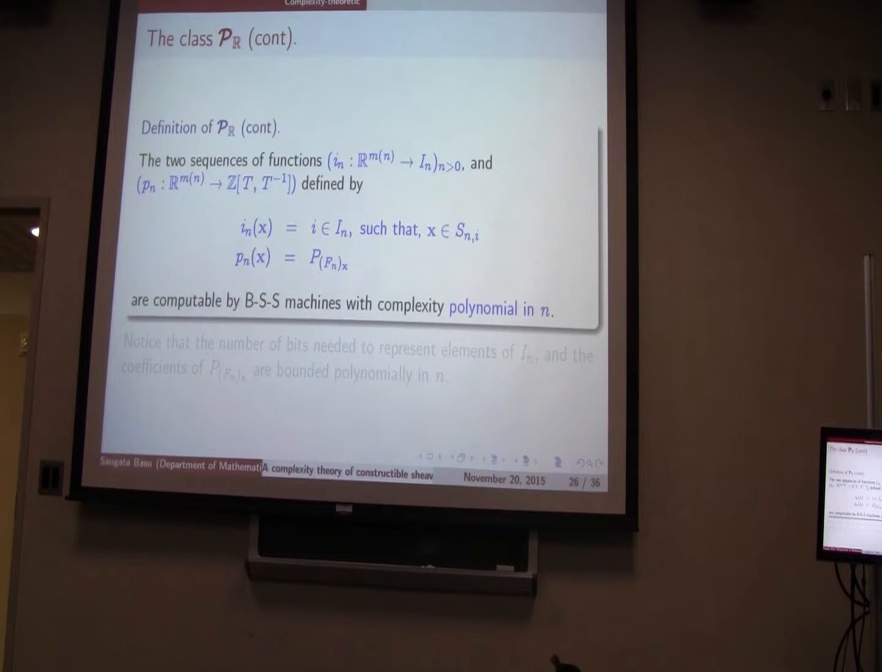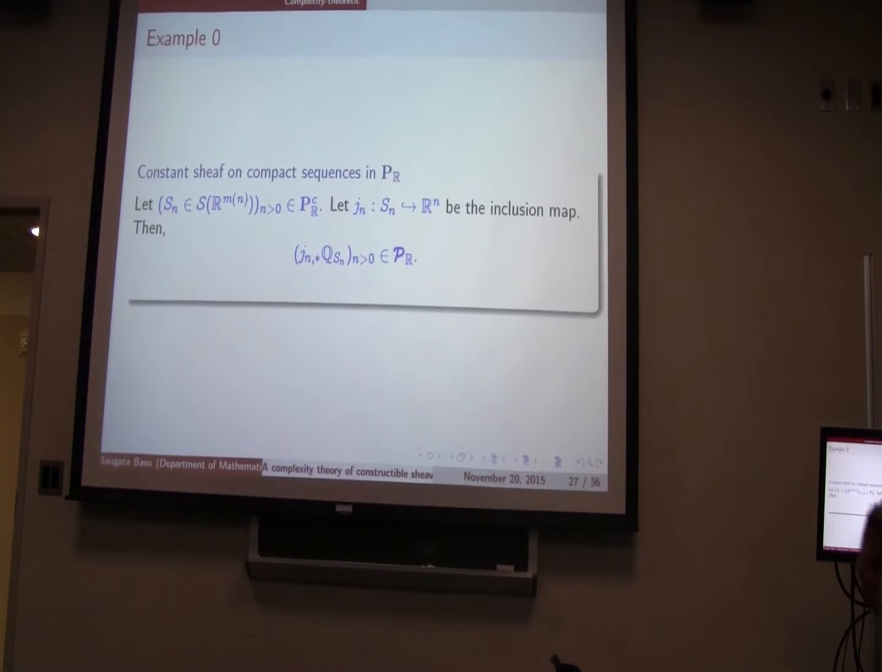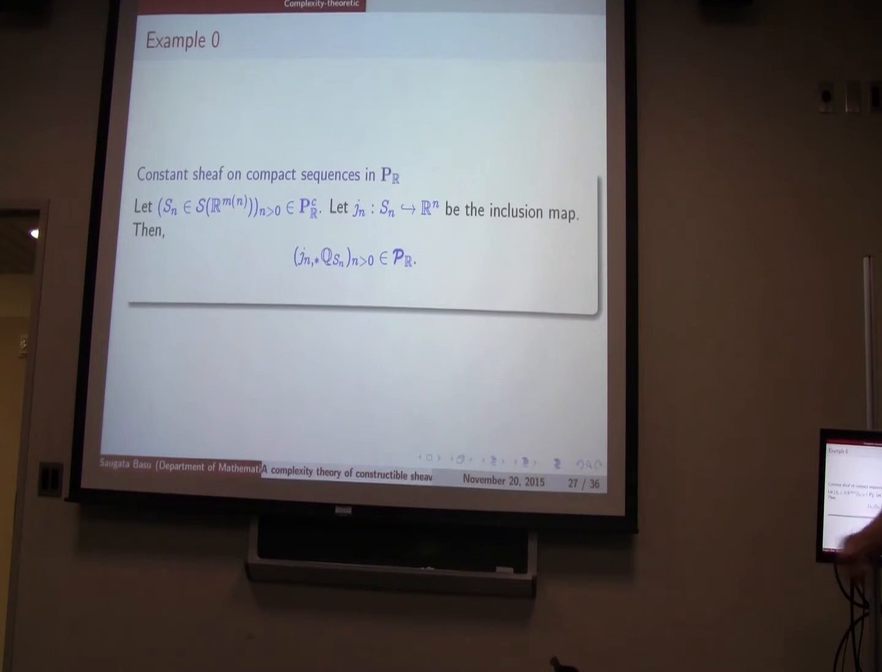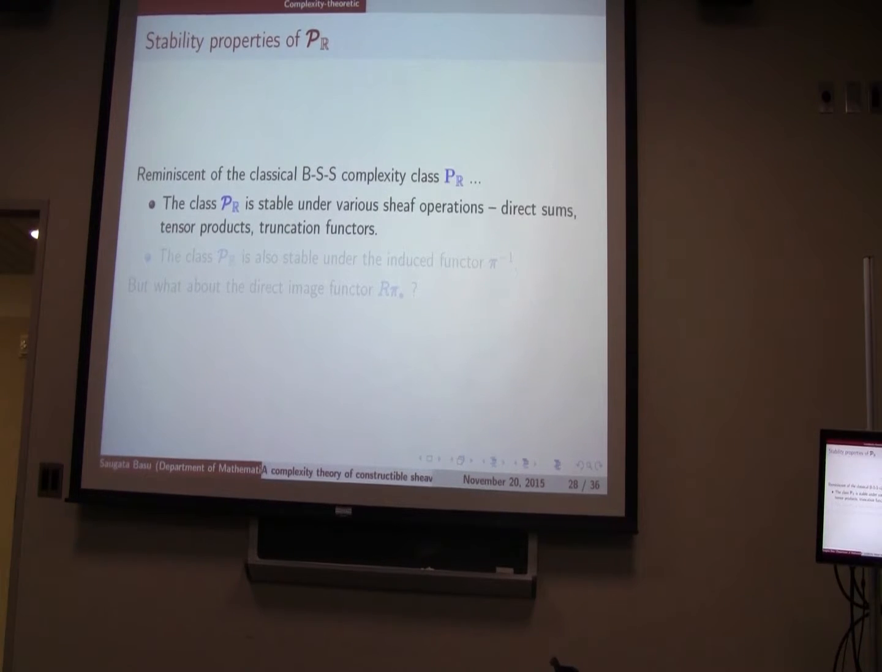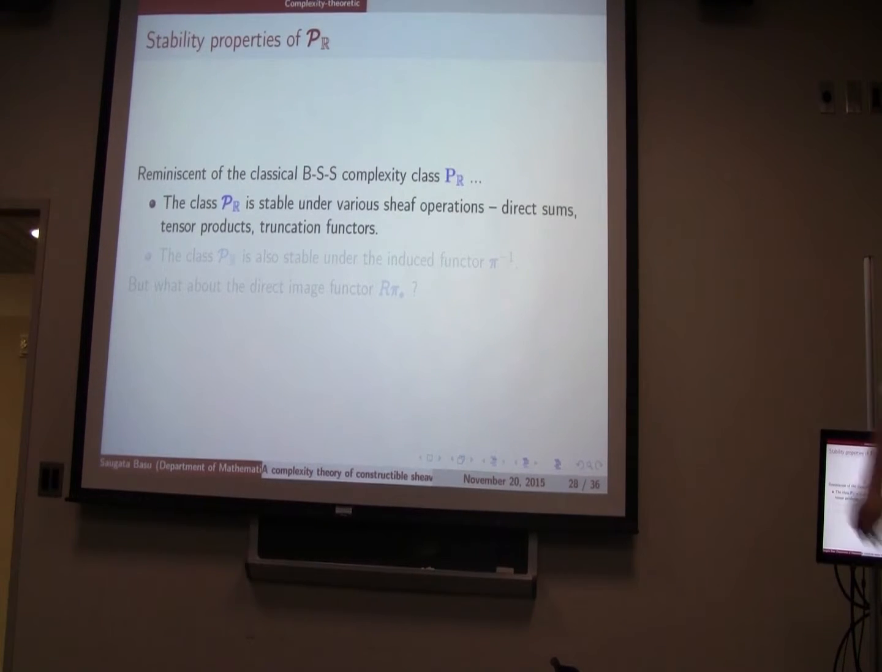So this is the technical definition, let's skip it. It's strictly a generalization, because if you take the constant sheaf on a sequence in P in the Blum-Shub-Smale sense, then this would be simple. But there are other non-trivial examples of sheaves in P. What we can prove quite easily is that this class is stable, just like the Blum-Shub-Smale class, under some simple operations for the derived category. It's also stable under the inverse image, just like P is stable under the inverse image.